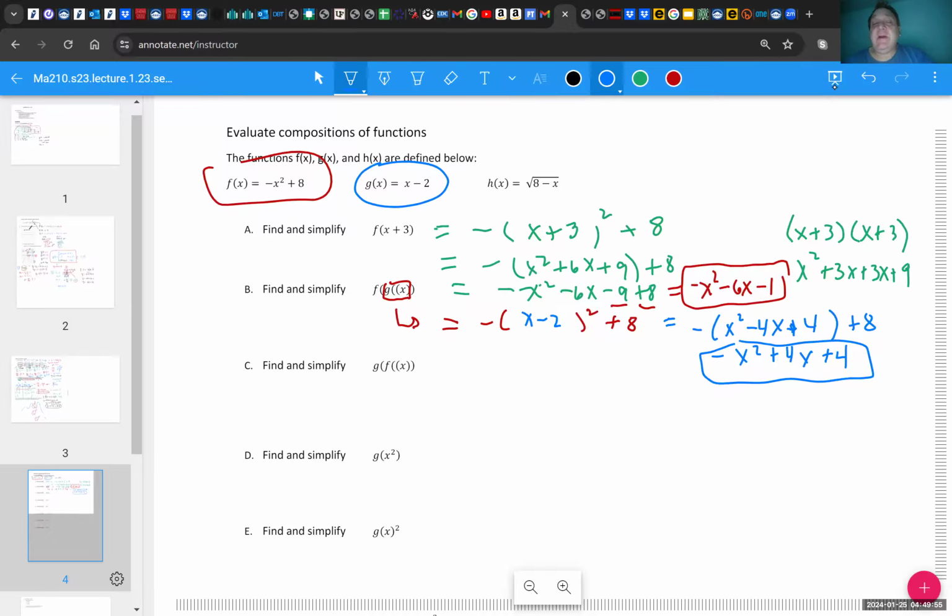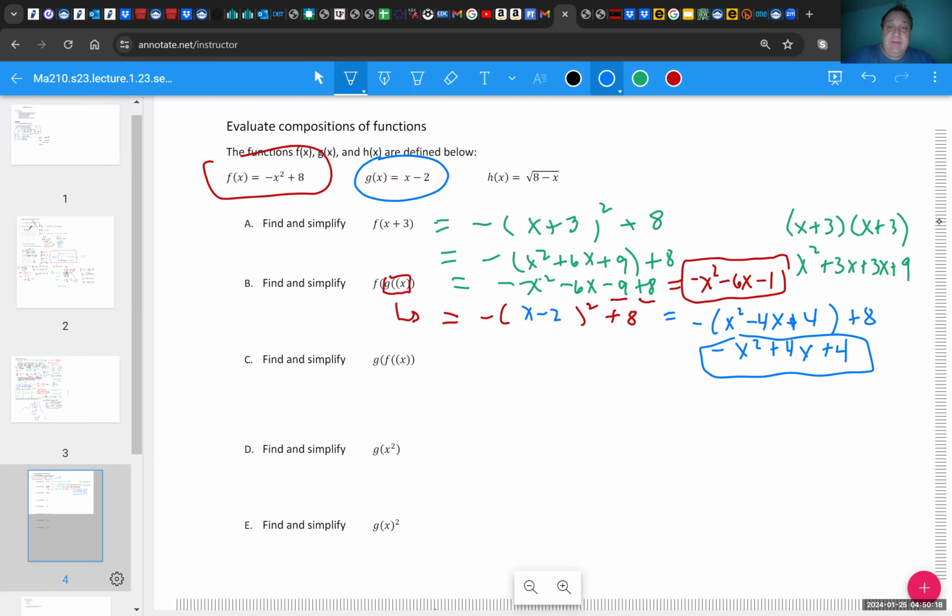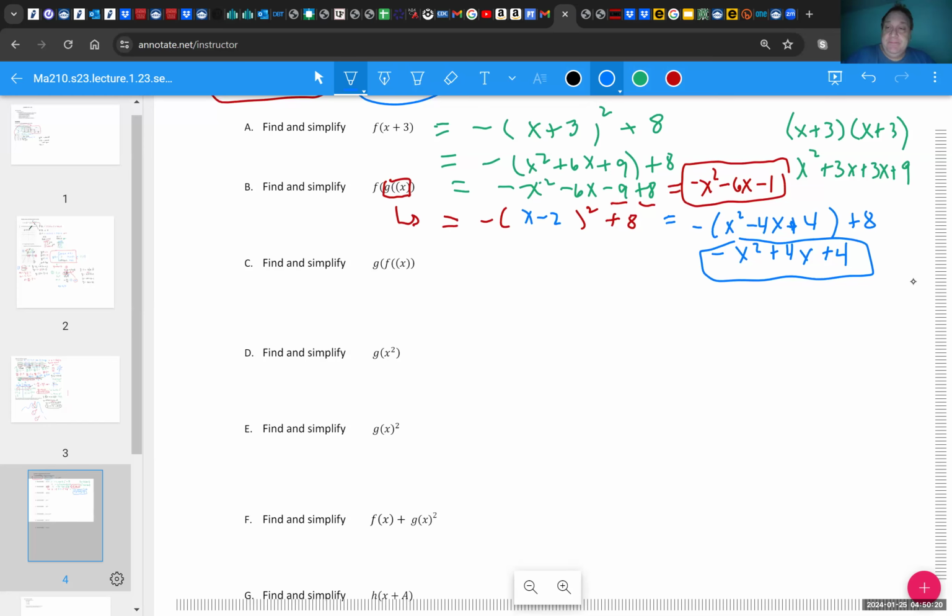All right, if you haven't done so already, this is a great time to pause this video and try the rest of these problems. See if you can find g of f of x or g of x squared or any of these other problems. Great time to practice those. All right, hopefully you had a chance to do that. Welcome back, and I'm going to write out the solutions for the rest of these problems.